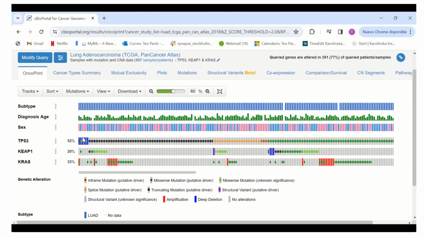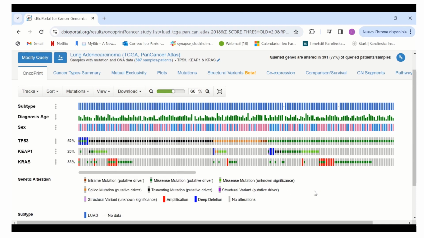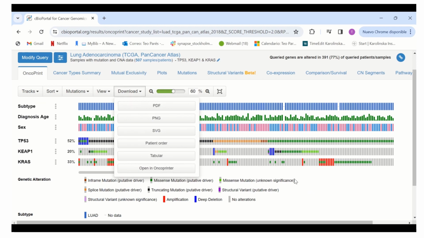And again, if we want to know more information about a specific track or anything, we can just hold the cursor on top to display the definition or the explanation. Additionally, we can choose whether we want to view sample or patient information, events per sample or per patient. In this study it is the same, there is only one sample per patient. This plot is also downloadable.